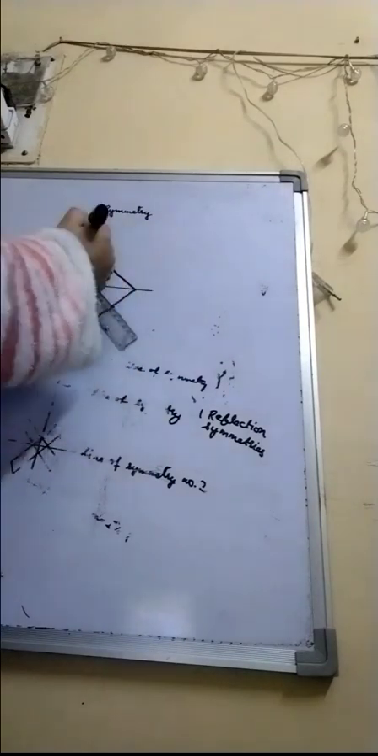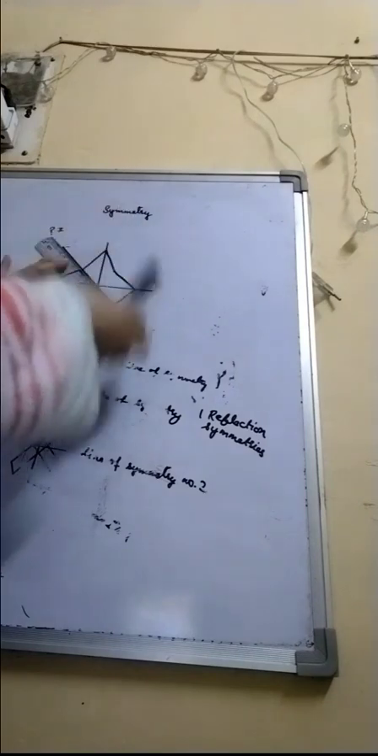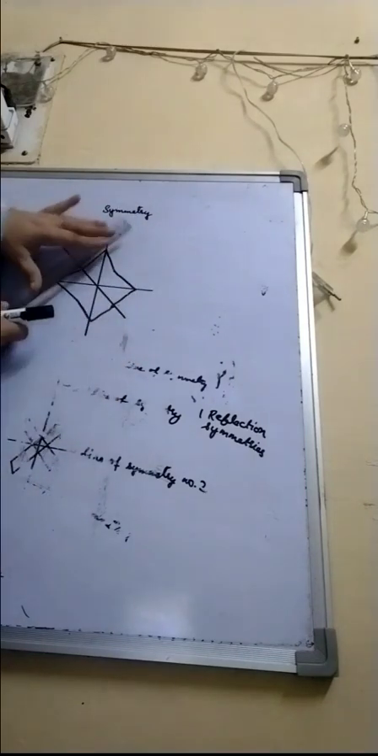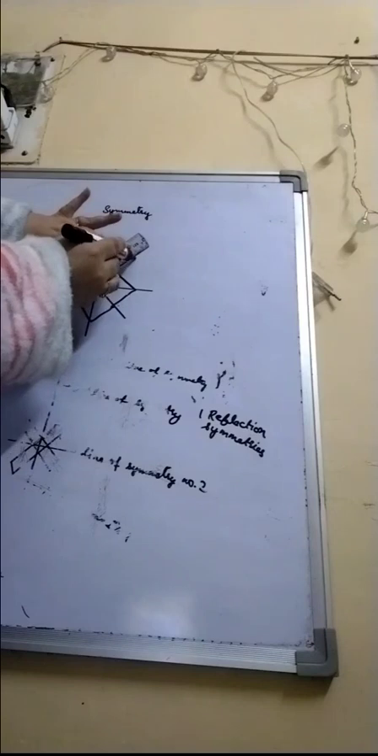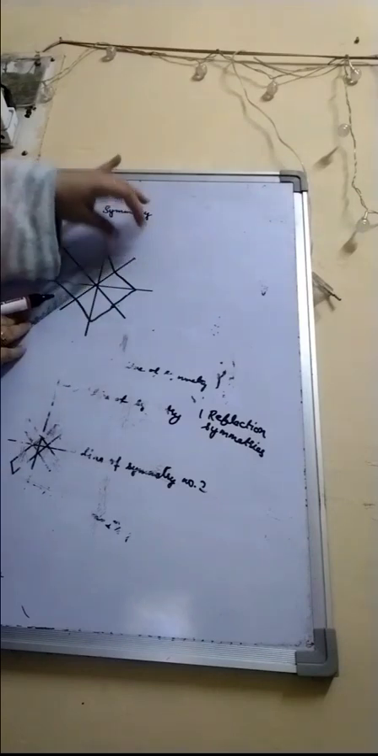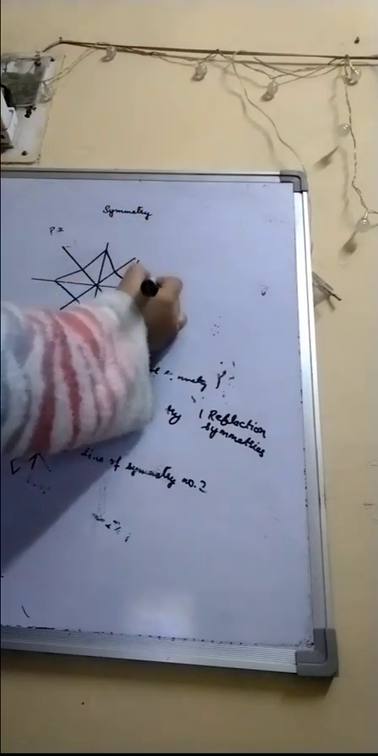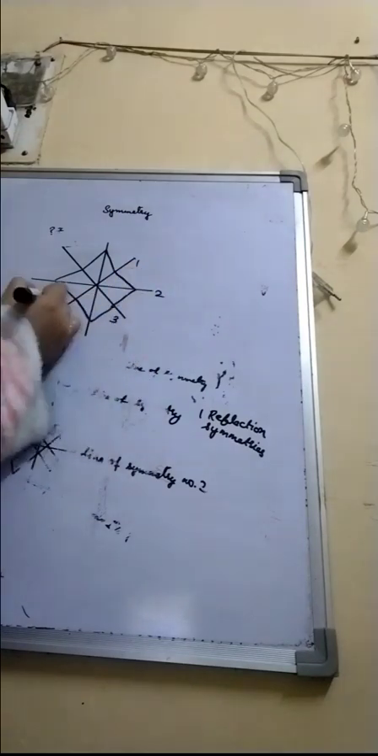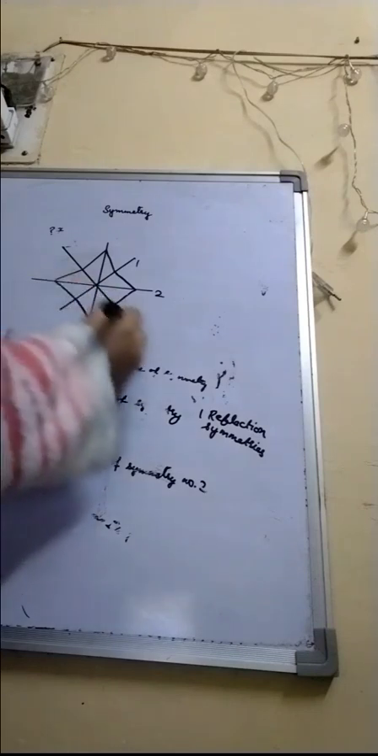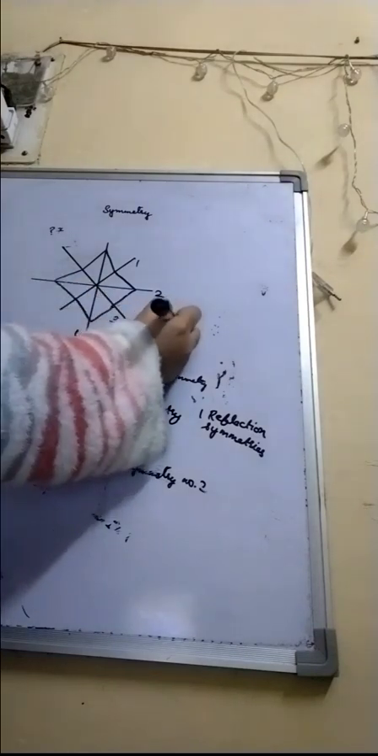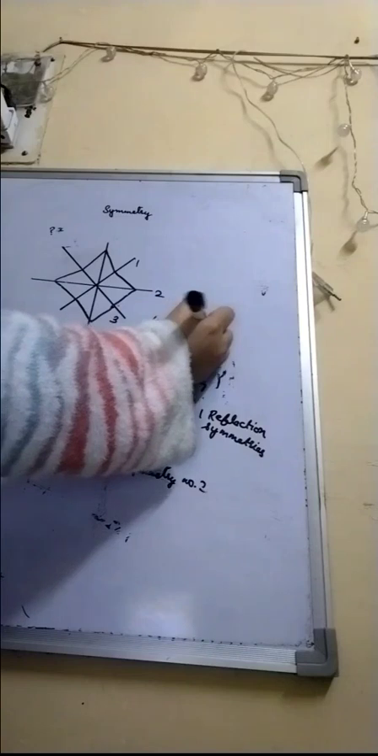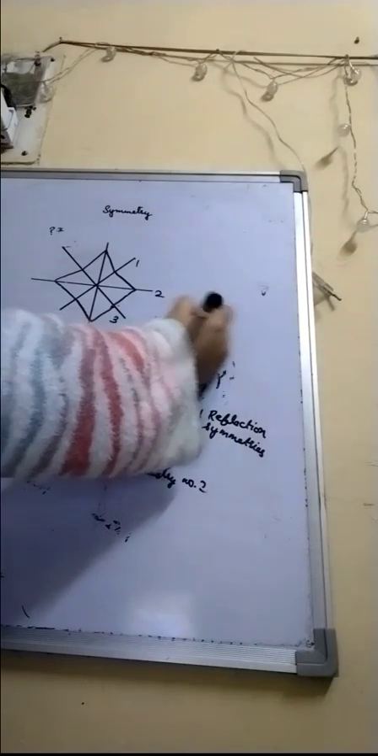Then the center portions where you have the corners of the star, third line of symmetry, and the fourth line of symmetry. So there are a total of 4 lines of symmetry in a star.